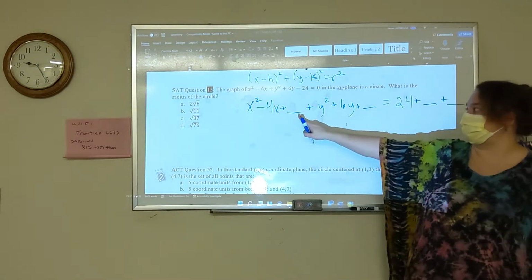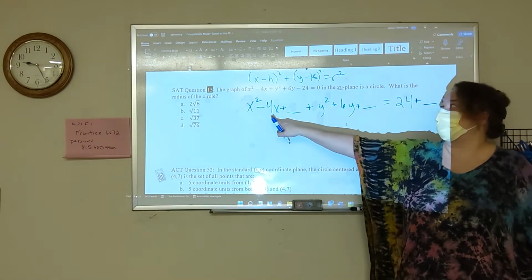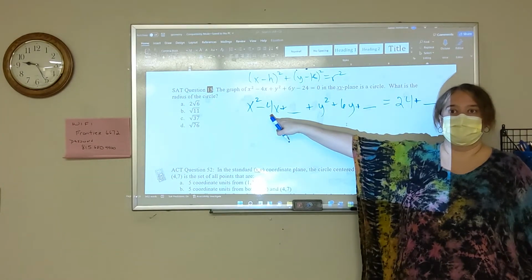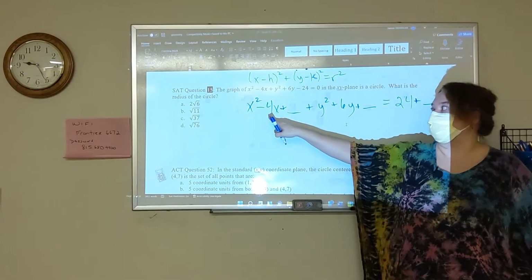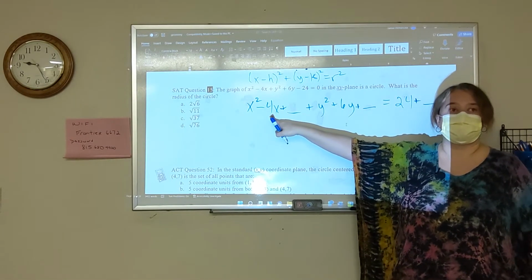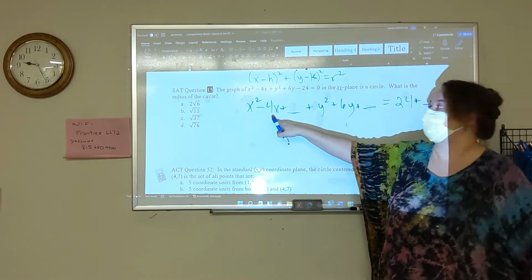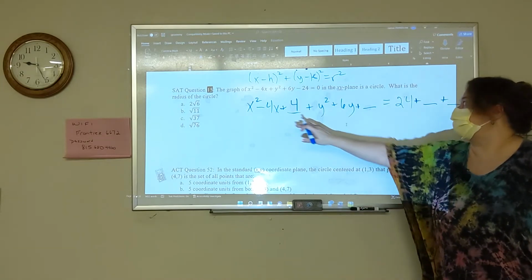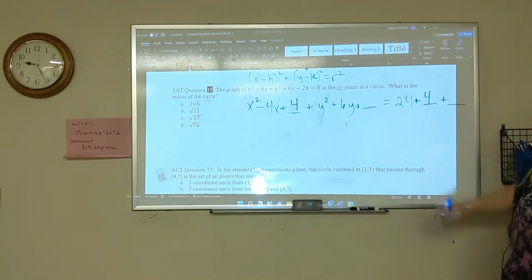All right, now to figure out what goes in that blank, you're going to take half of your middle number and then square it. And we don't care about this sign. Ignore the negative. So half of 4 is 2. 2 squared is 4. So we're going to put a 4. And again, whatever I do to one side, I got to do to the other. So one of my blanks over here needs to be a 4.